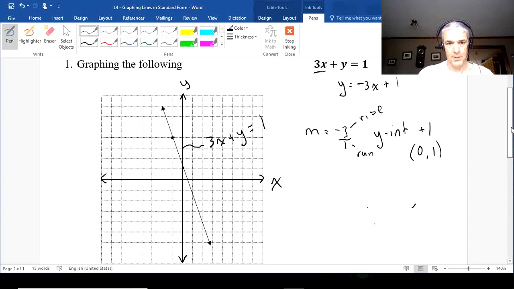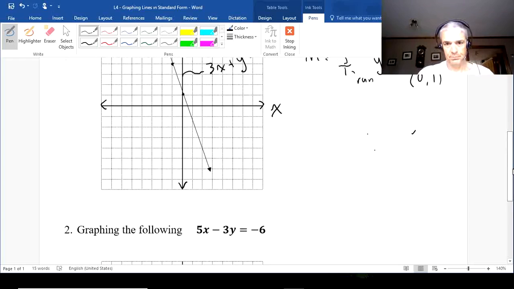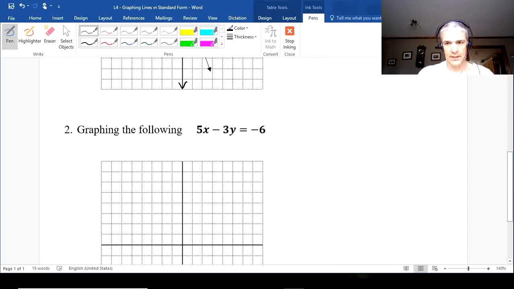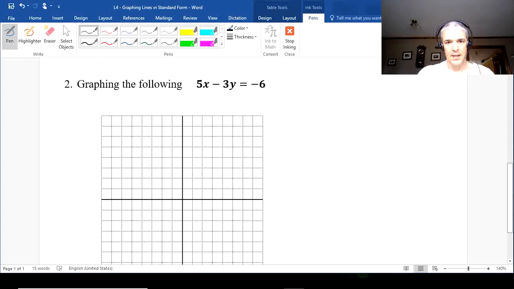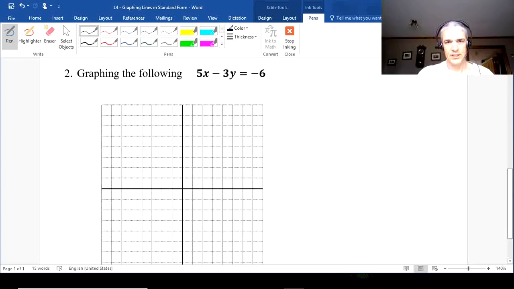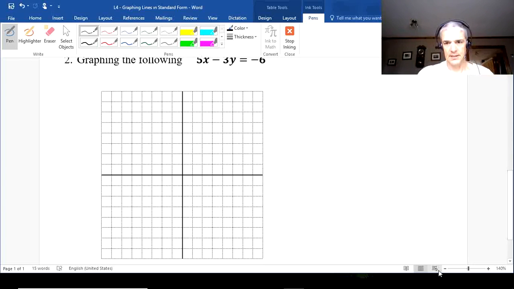All right, so let's go down. And now here we have a little bit trickier one, okay? So once again, I can actually make this even smaller.